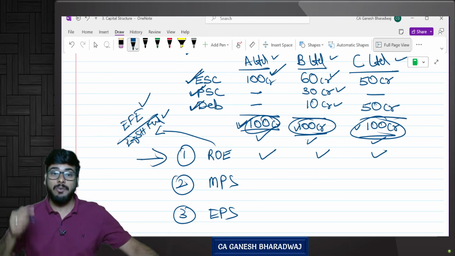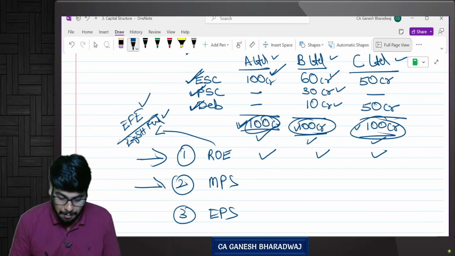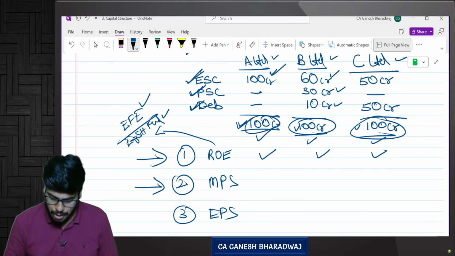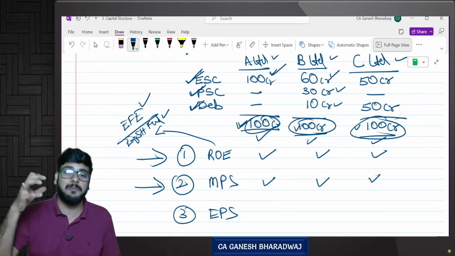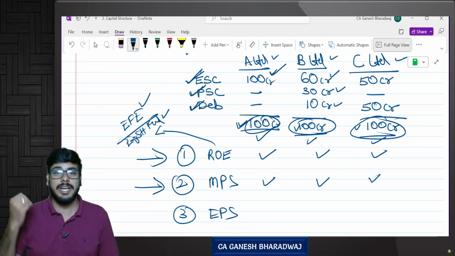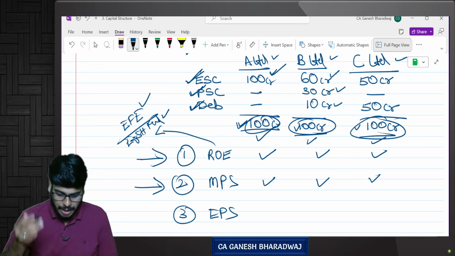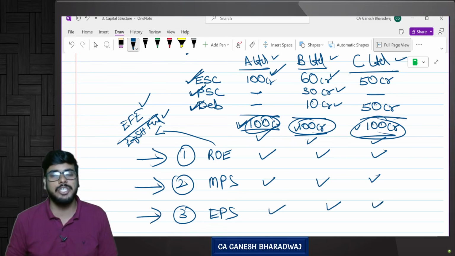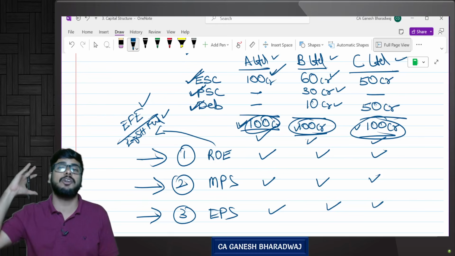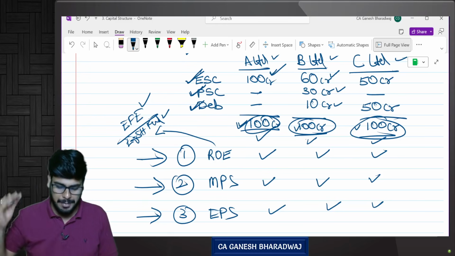No, sir, I want to look at it from the perspective of market price per share. Then what you can do is, for each of these three capital structures, calculate the market price per share and go for that alternative that gives the maximum price per share. No, sir, I want to go based on EPS. Compute the EPS for each of these three alternatives and go for that alternative that gives you the maximum EPS.